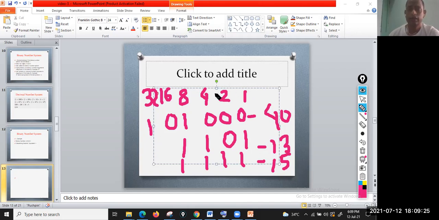Convert decimal to binary. This is the simplest way, and you can also use the division method.